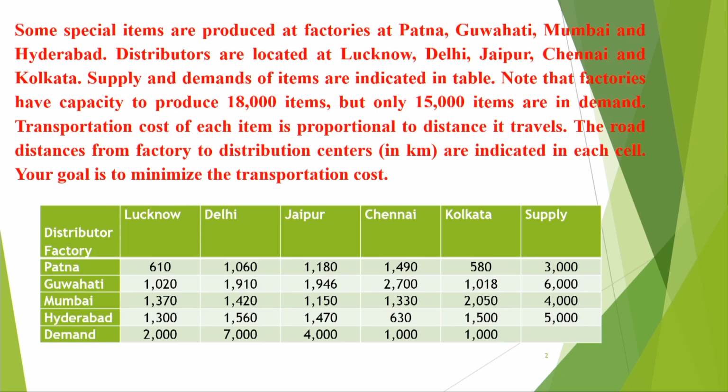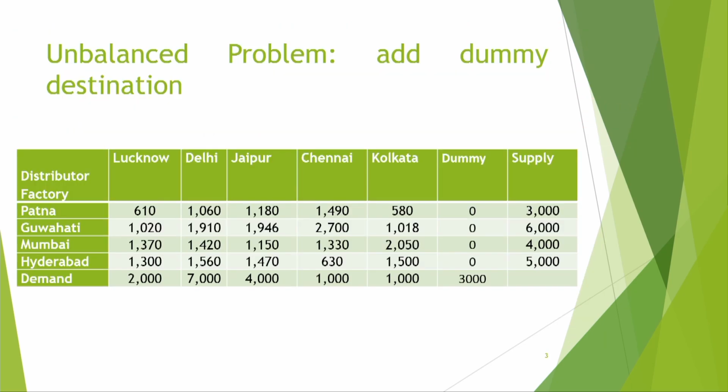So 18,000 is the production and 3,000 and 15,000 is the demand. So that means 3,000 will be the excess supply that will be unutilized, but we make a dummy destination. You can say it is a dump yard, or whatever. I have made an extra column, dummy, and that dummy needs 3,000. In that case this will be totally balanced. Now this is balanced.